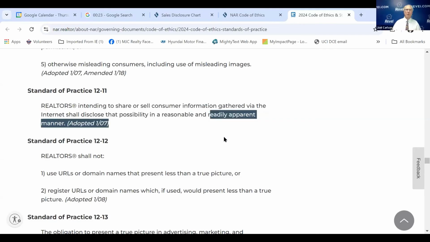In other words, what's your relationship? Are you the listing agent, the buyer's agent? Are you an owner?